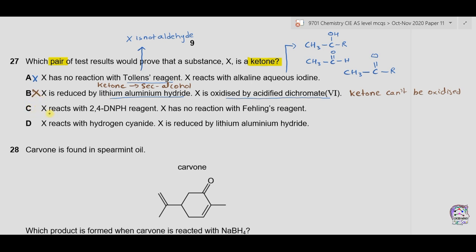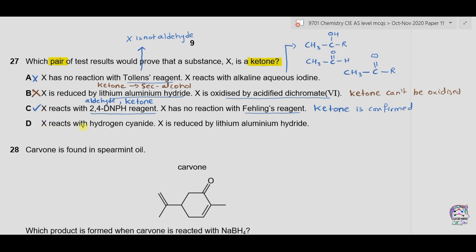Let's move towards C. X reacts with 2,4-dinitrophenylhydrazine reagent. Now 2,4-DNPH can give a positive result with a carbonyl carbon, so it can prove that the substance is either an aldehyde or a ketone. X has no reaction with Fehling's reagent. As an aldehyde does react with Fehling's reagent while a ketone does not, a ketone is confirmed. So C could be the correct option.